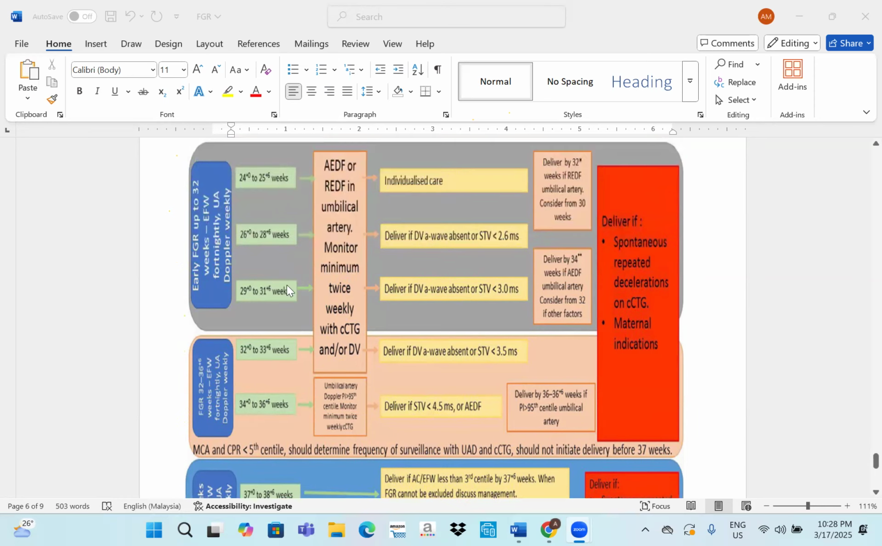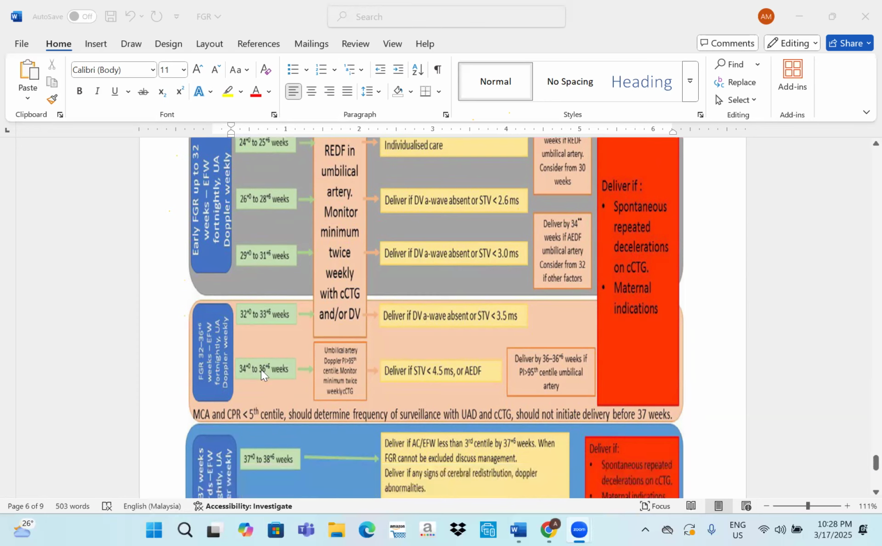Now let's suppose the same patient, okay? Here I have delivered these patients, but now let's suppose the same patient we started monitoring here at 24 weeks, but she's doing well up to 33 plus 6 weeks, and now she's 34 weeks. Now you are doing the umbilical artery Doppler. Here your delivery will depend upon the pulsatility index. The pulsatility index at the advanced gestation should be less, but here it is more than 95th centile. Now, when the pulsatility index is more than 95th centile, you will monitor with twice weekly computerized CTG.